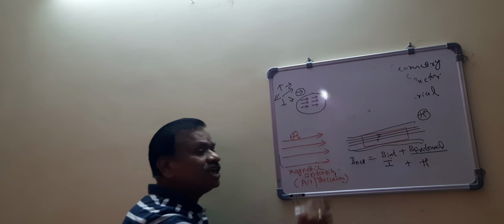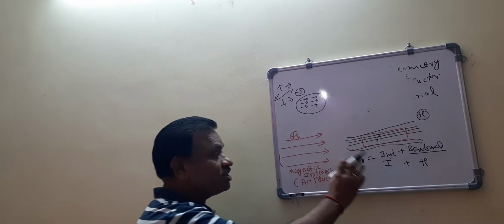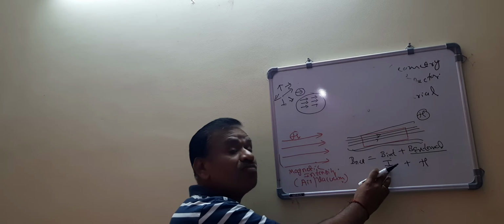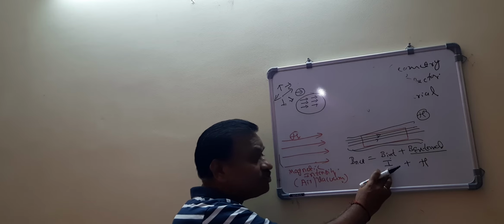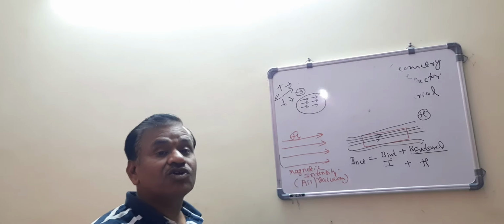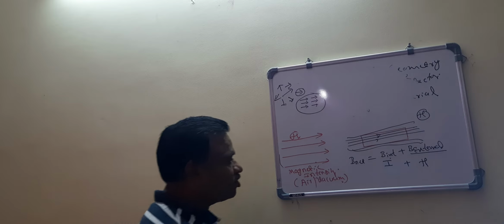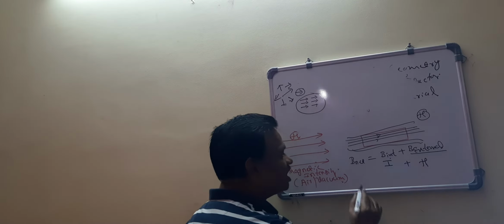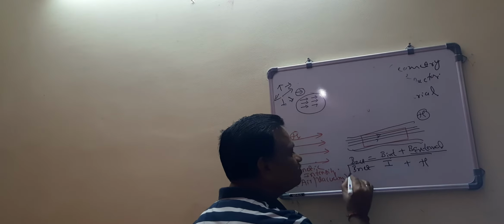This also produces a magnetic field. This is called the internal magnetic field, and this value is represented by either I or M. In magnetism, they call it either I or M. And this is nothing but B net.